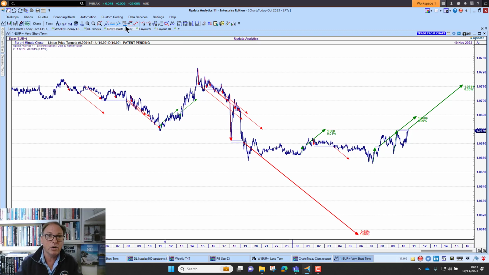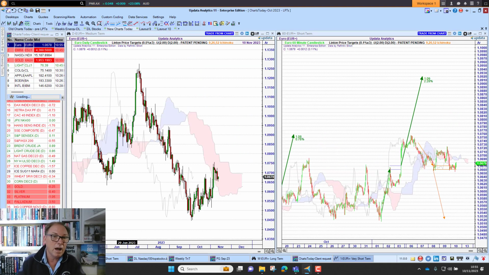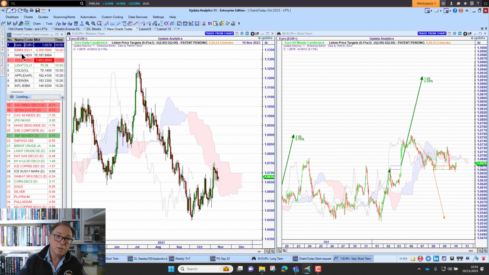Of course, you can also just apply the key levels, and that's just telling us the range that we need to focus on: new highs, new lows. These are set off the highs and lows for the last 24 hours. So really quite key there. We are just in this little sideways range. So that's the euro. He asked me to cover the S&P.